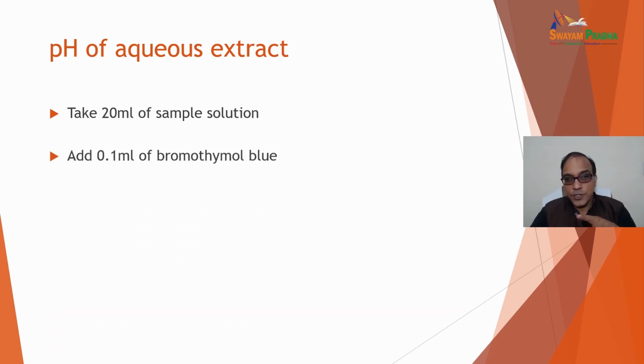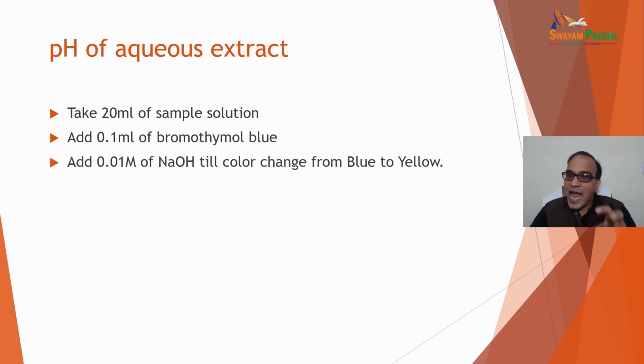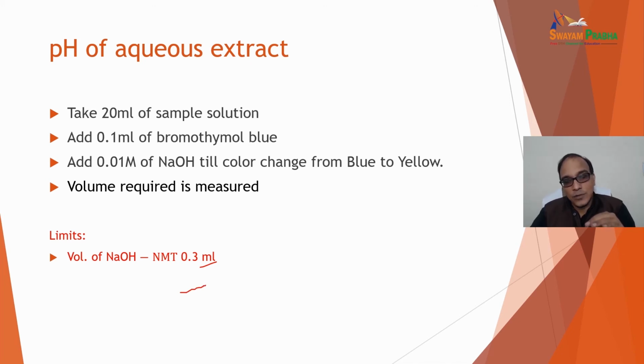Take 20 ml of sample solution, add 0.1 ml of bromothymol blue and add 0.1 M NaOH till the color changes from blue to yellow. So the volume required is measured in this case. What is the limit for pH of aqueous extract? The volume of NaOH should not be more than 0.3 ml. Remember this, 0.3 ml. It should not be more than 0.3 ml, and the volume of HCl should not be more than 0.8 ml.